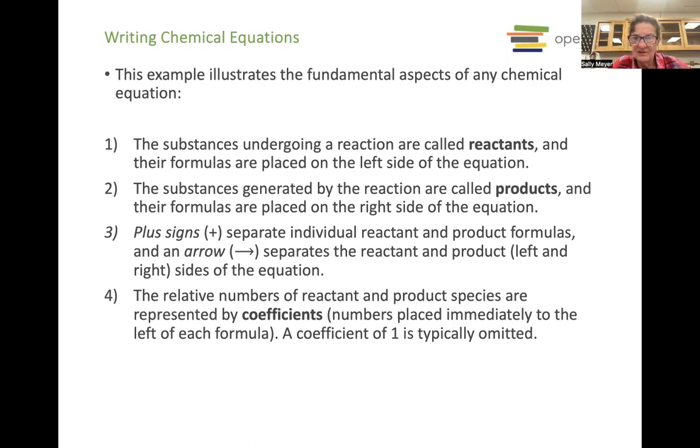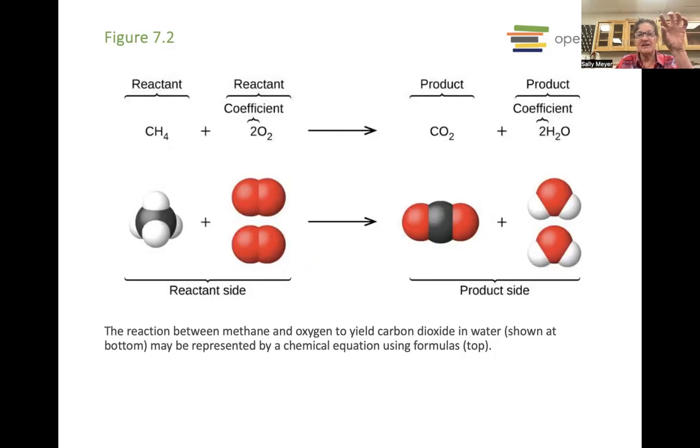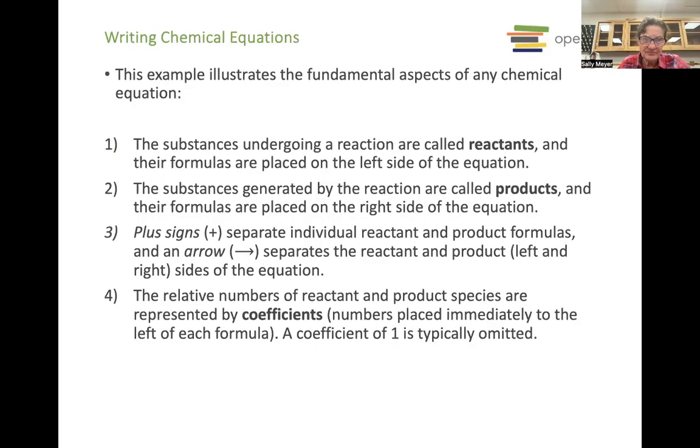Plus signs separate individual reactant and product formulas, and an arrow separates the reactant and the product sides of the equation. So we have methane plus oxygen, they're adding together, and the arrow shows that they are changing into new species. They're changing into carbon dioxide plus water. The relative numbers of reactants and products are represented by coefficients, and they're placed right to the left of the formula. A coefficient of 1 is typically omitted.